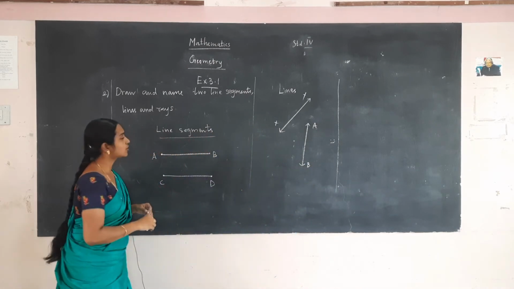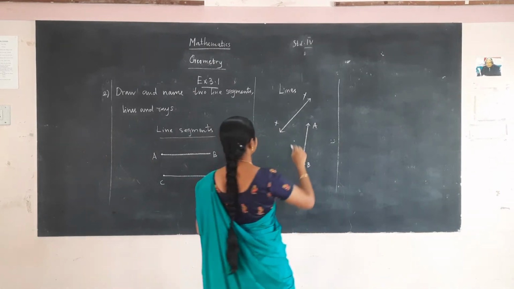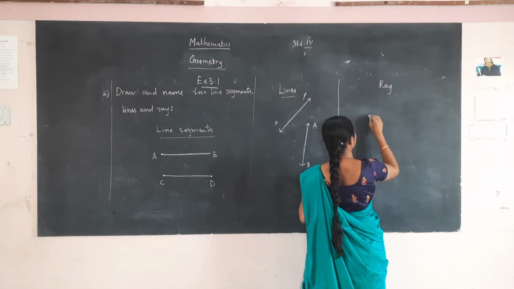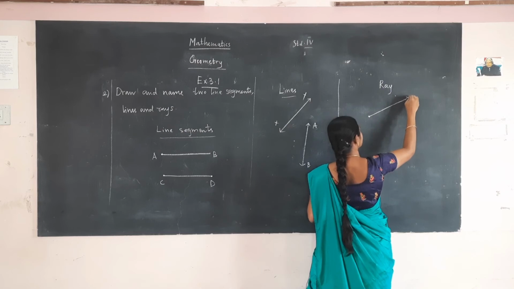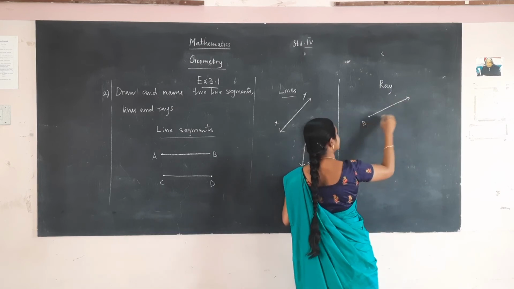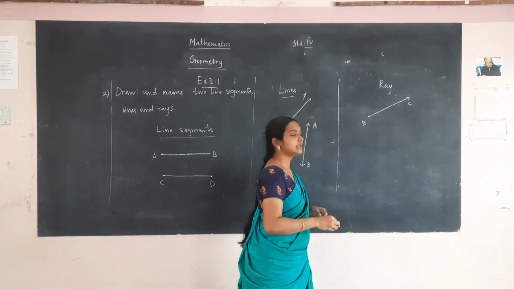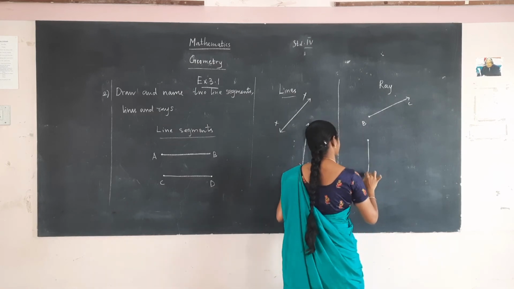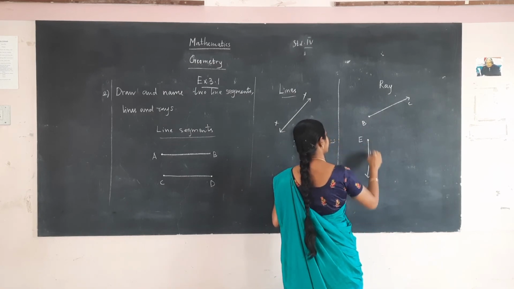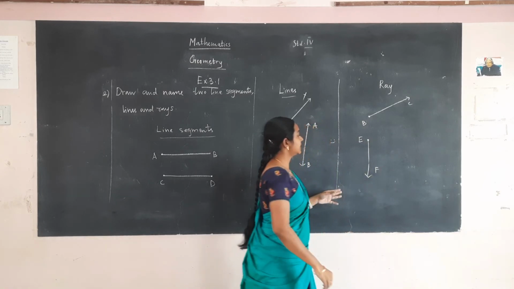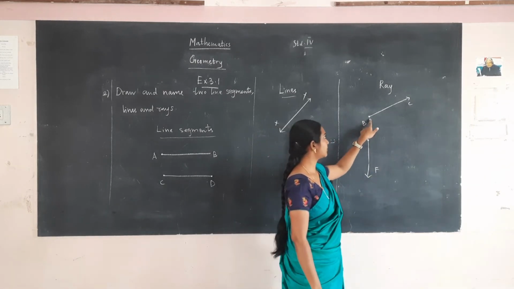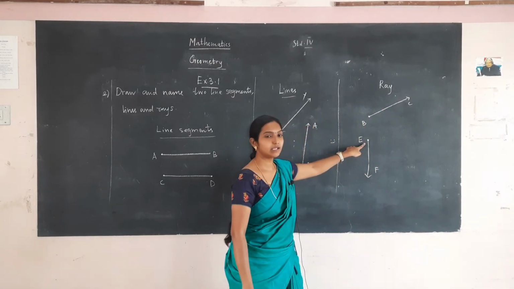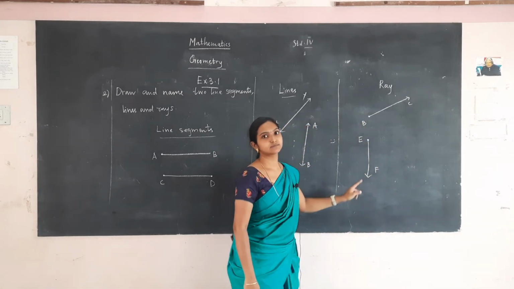Next we have to draw rays. A ray means it has a starting point and no ending point. This is ray BC. This is ray EF because it has a starting point and no ending point. Here also it has a starting point E and no ending point.